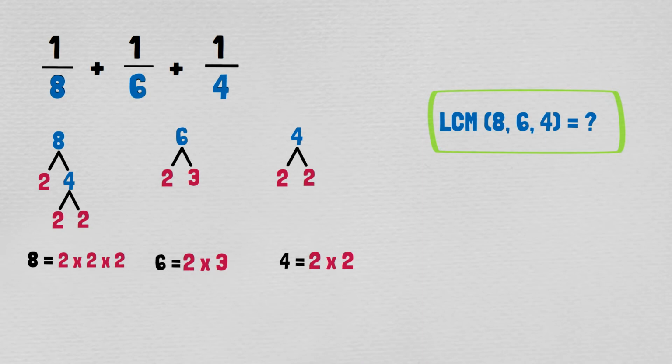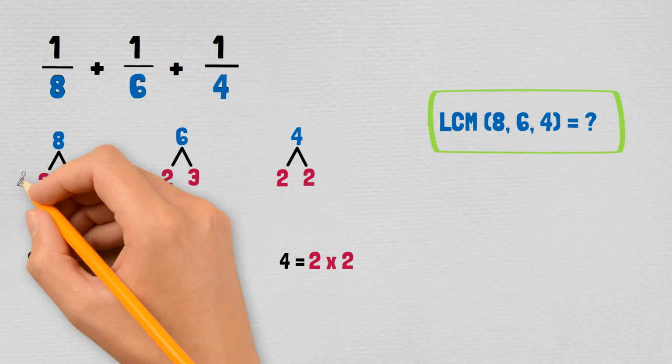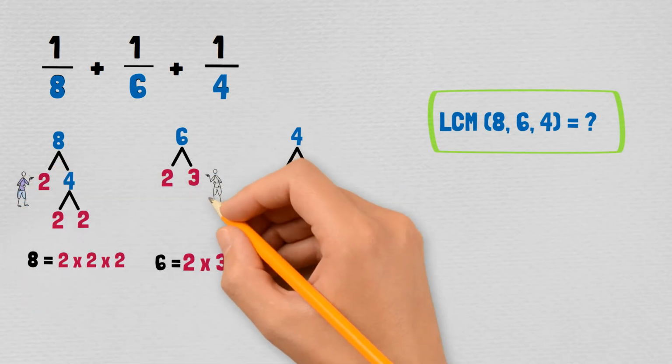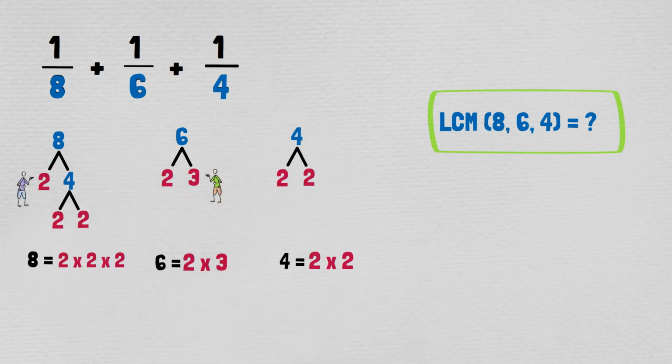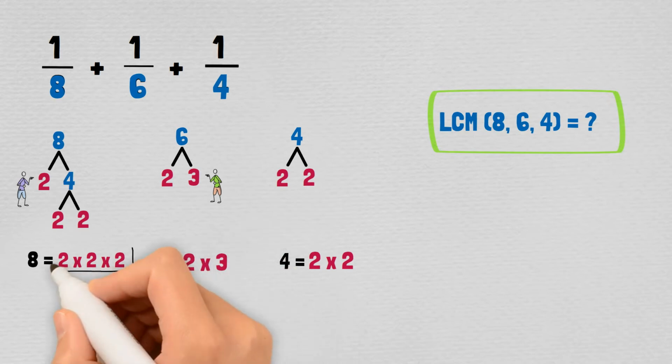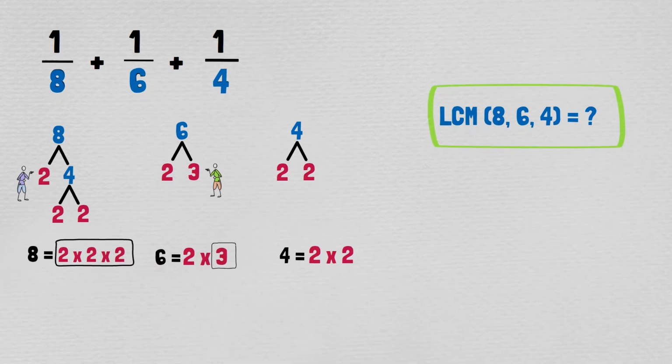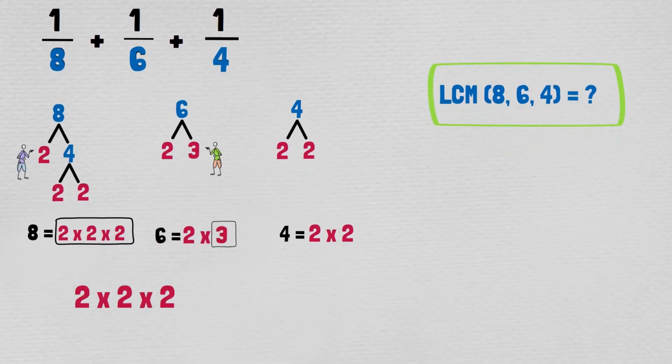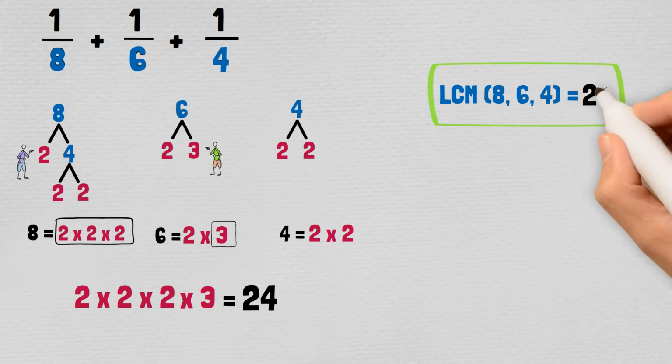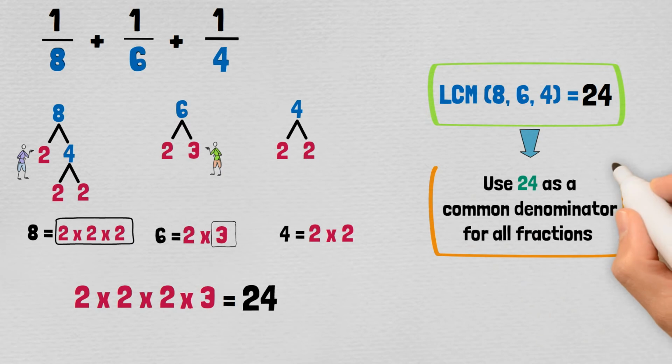So far, so good. We ended up only having two kinds of factors, the numbers 2 and 3. Now, we need to take each kind of factor at its greatest number of repetitions and multiply them together. The product of this multiplication will be the least common multiple, or LCM, of the original denominators. 2 times 2 times 2 times 3 equals 24. The number 24 will also serve as the common denominator for our three fractions.